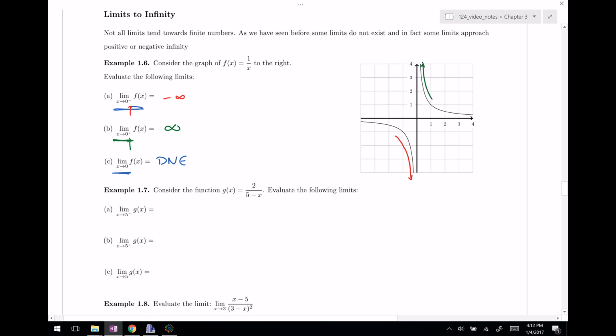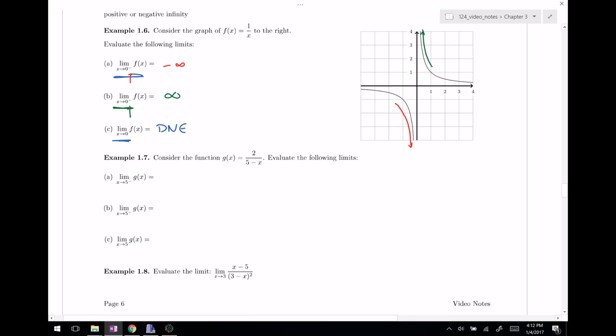Let's try one more of these. This one, right, the graph's not given to you. So we need to use our calculator. Again, there's not a lot of work for these things. It's just interpreting our calculators and our graphs well. So what happens, right, as I get very, very close to 5, but I'm just a little bit less than 5, right? I'm to the left of 5.